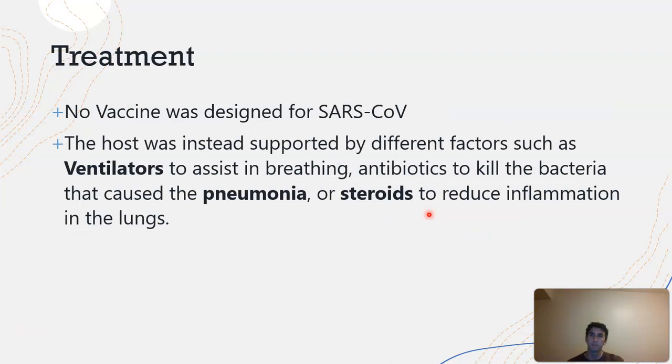Sorry. No vaccine was ever designed for SARS coronavirus because it was very quick. Over the course of 6 months, the outbreak had finished, so no vaccine was ever really needed. The host was instead supported by different factors such as ventilators to assist breathing, antibiotics to kill the bacteria that cause pneumonia, or steroids to reduce inflammation in the lungs.